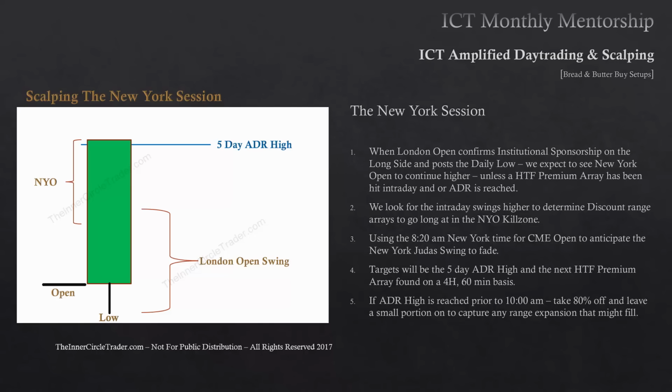Let me rephrase that again. If you're long in New York, and you have a move that's quietly moving higher, but it goes up and hits the average daily range before 10 a.m., that means it fulfilled its average daily range early. Usually London close creates the high of the day. But if it does it before 10 a.m., still take 80% of the trade off, but leave a small portion on there because you may end up getting a rather large range day. And sometimes ADR can be doubled.